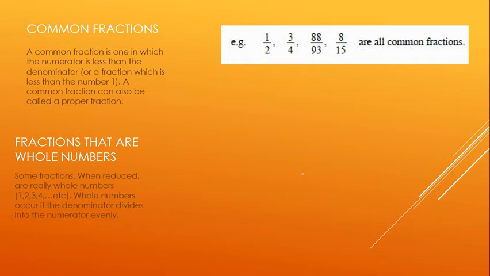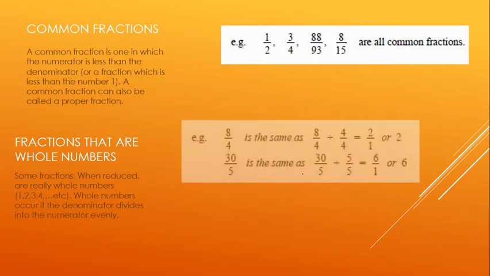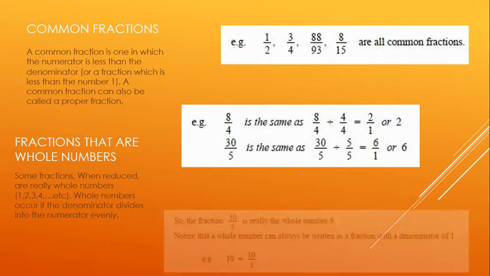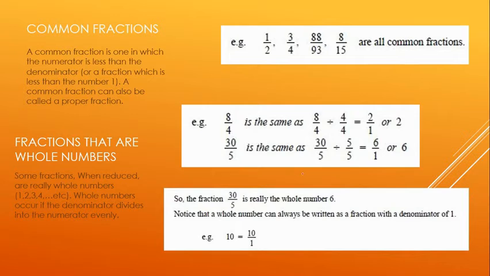Whole numbers occur as the denominator divides into the numerator equally, such as 8 divided by 4, which is 2, or 30 divided by 5, which becomes 6. So the fraction 30 divided by 5 is really the whole number 6. Notice that a whole number can always be written as a fraction with a denominator of 1.